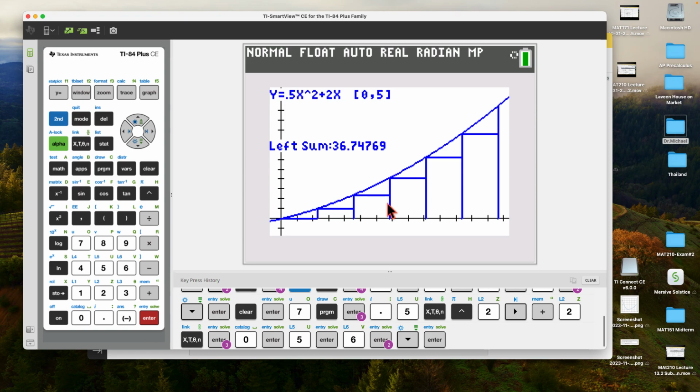Smaller rectangles. So if you do smaller rectangles, that means you've got more of them, right? Because we've still got to go from 0 to 5. Smaller rectangles means more rectangles. So I did 6. Let's watch what happens when I do.